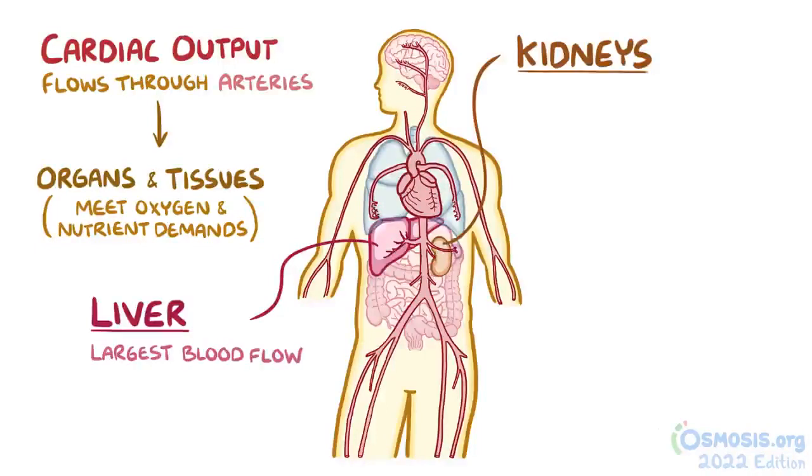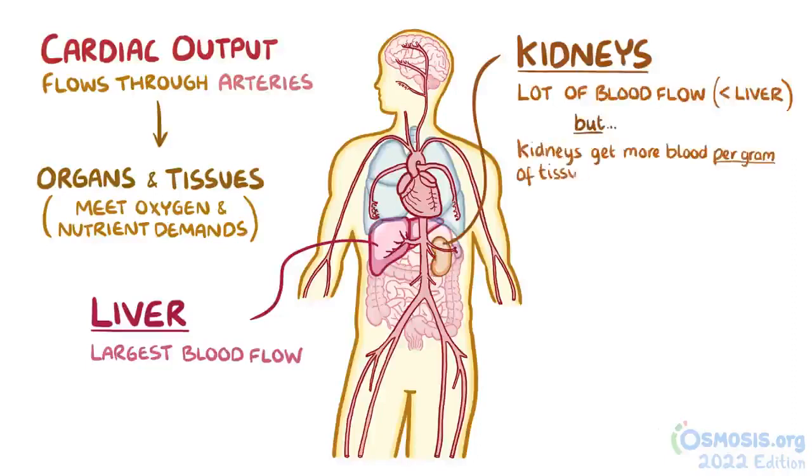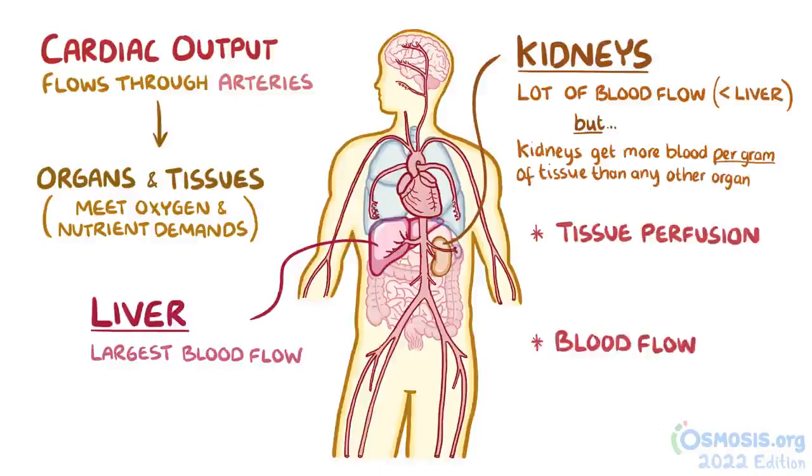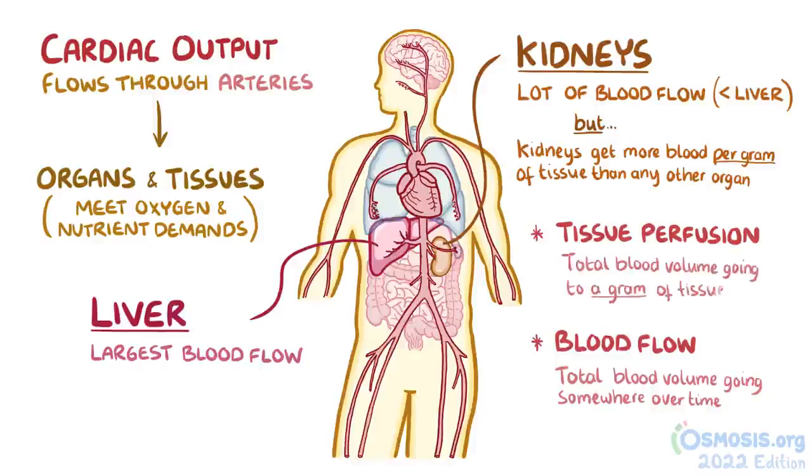The kidneys also get a lot of blood flow, but less than the liver. However, when correcting for the mass of these tissues, the kidney gets much more blood per gram of tissue than any other organ, and this is called tissue perfusion. So, blood flow refers to the total amount of blood volume going someplace like an organ over time, and perfusion refers to the total amount of blood volume going to 1 gram of tissue over time.